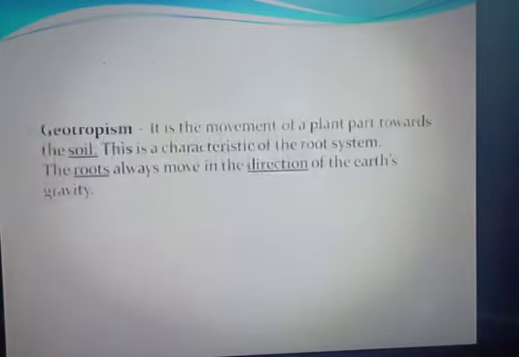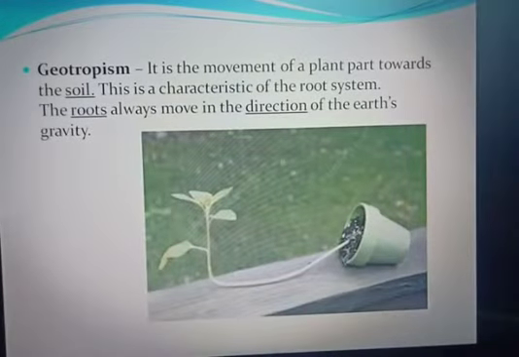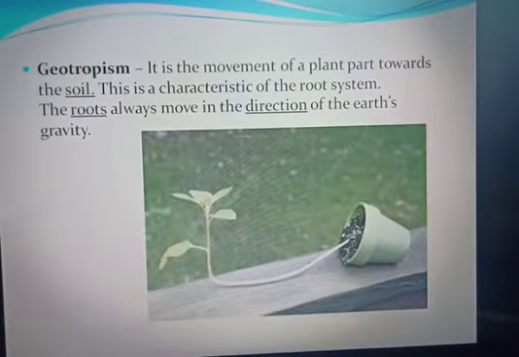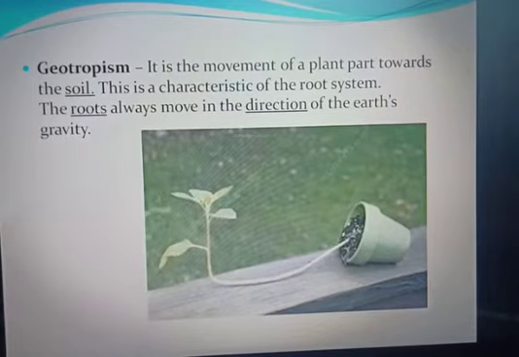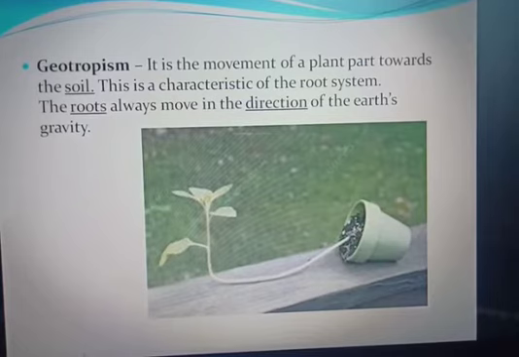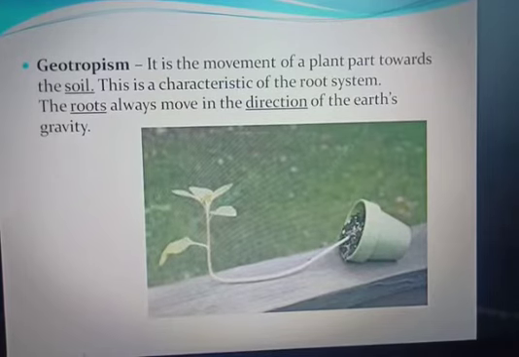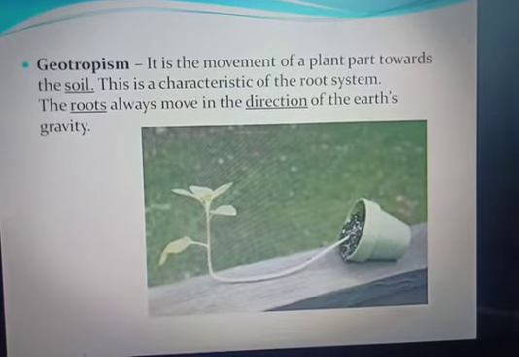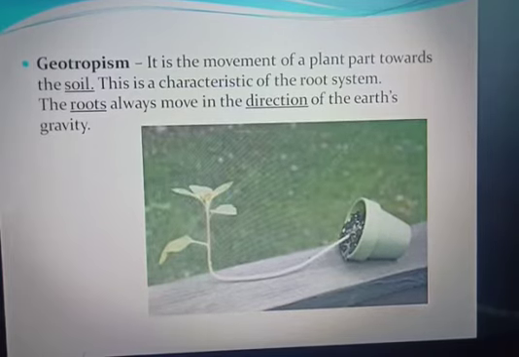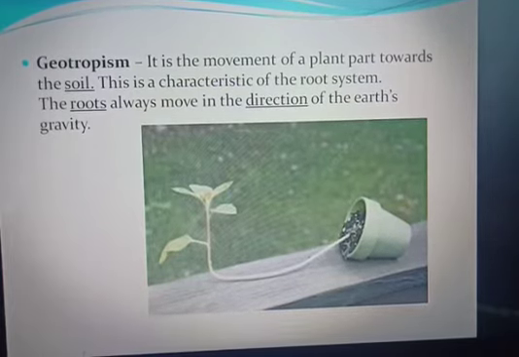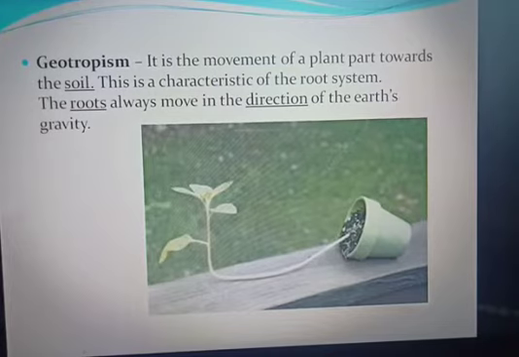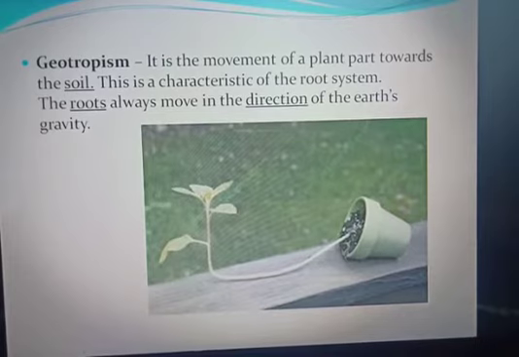Then we have geotropism. Geotropism is the movement of a plant part towards the soil. This is a characteristic of the root system. Here the roots always move in the direction of the earth's gravity. As you can see in the image as well, the roots are moving towards the direction of earth's gravity. Gravitation pulls down towards the earth.